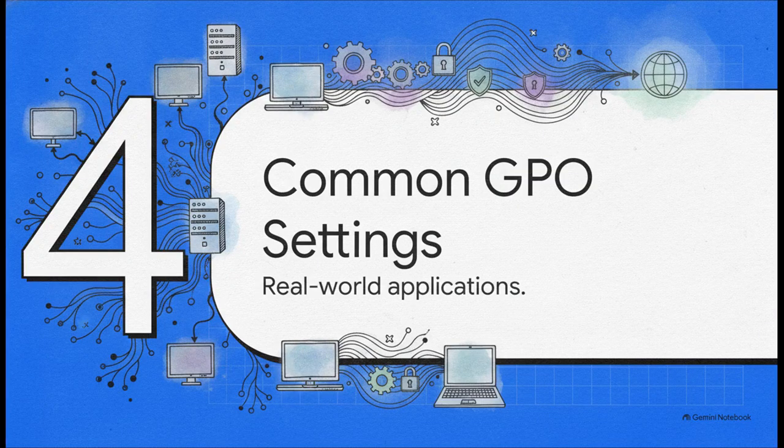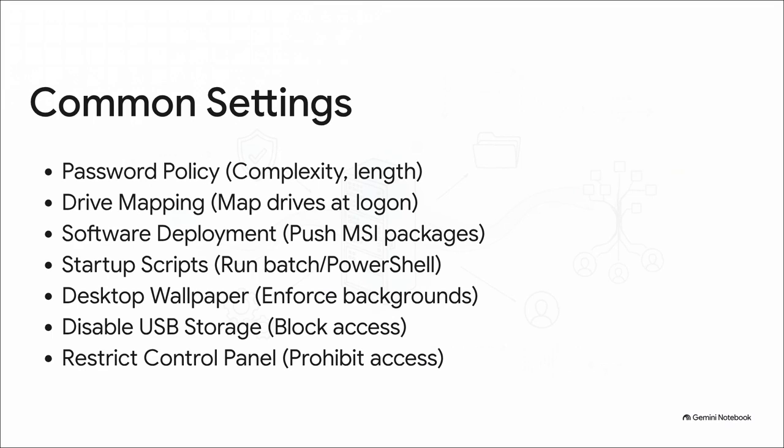Which brings us to Section 4, Common Group Policy Settings. Let's talk real-world applications. Let's just rapid fire through some of the coolest, most common capabilities here. You can enforce a rock-solid password policy. We're talking complexity, length, and lockout thresholds to completely shut down brute force attacks. You can use drive mapping so users automatically connect to the right network shares the literal second they log on. What about software deployment? You can silently push MSI packages to thousands of machines in the background.